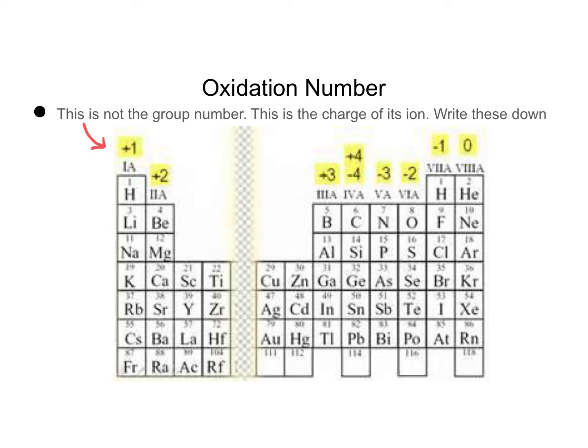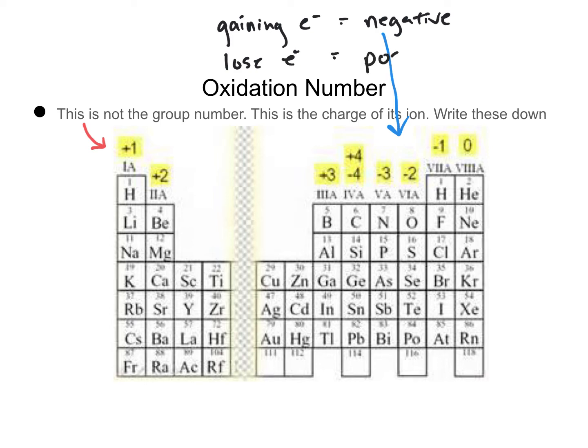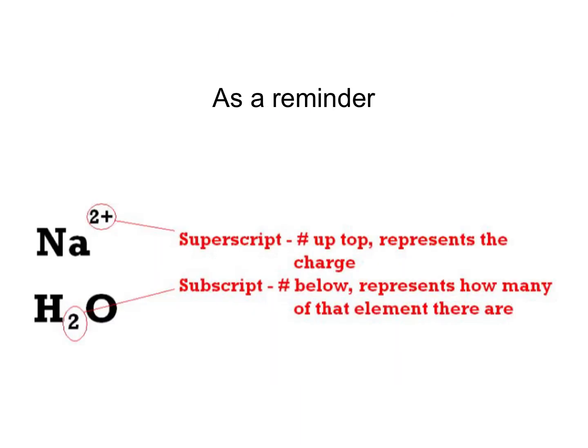This is based on whether it is gaining electrons. Remember, if we are gaining electrons, we're going to become more negative. So that would include all of these right here. And if we're becoming positive, we're losing electrons. And that are these right here. So that's what happens. Something to keep in mind.